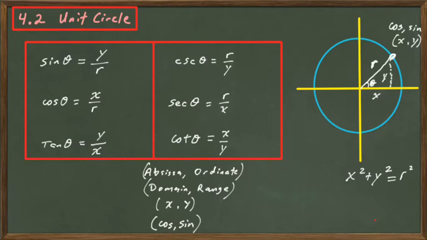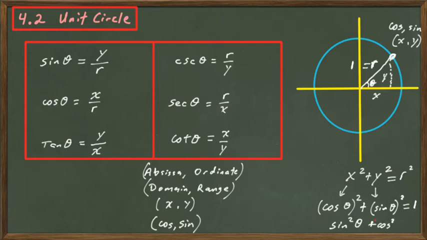Now, if the x is the cosine, could that be cosine squared? And if y is the sine, could that be sine squared? And if it happens to be the unit circle, the radius would be 1. So does that mean that sine squared plus cosine squared has to equal 1? That really comes from the unit circle, and it's a very, very important trig identity.